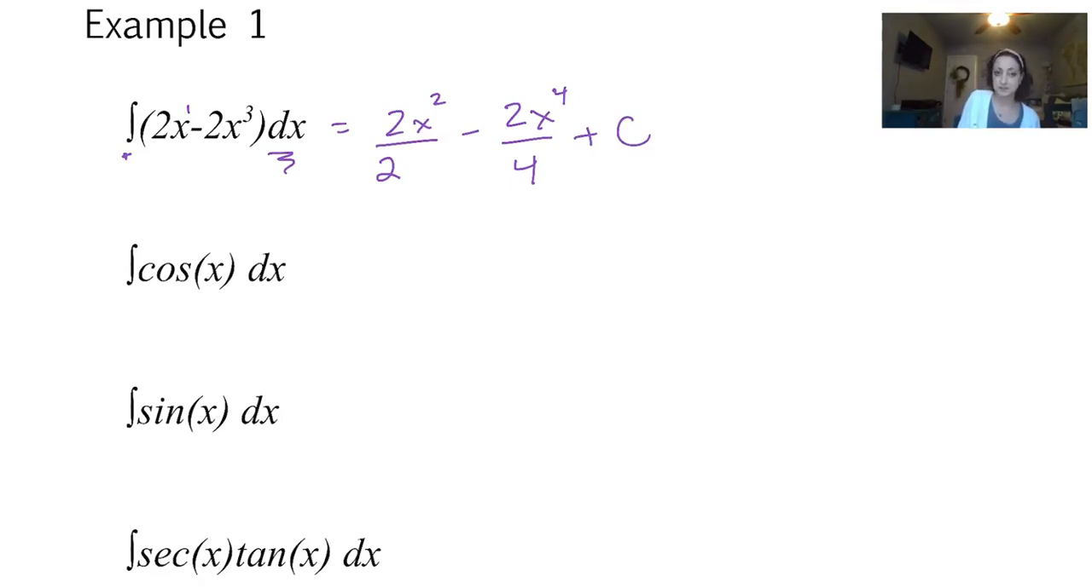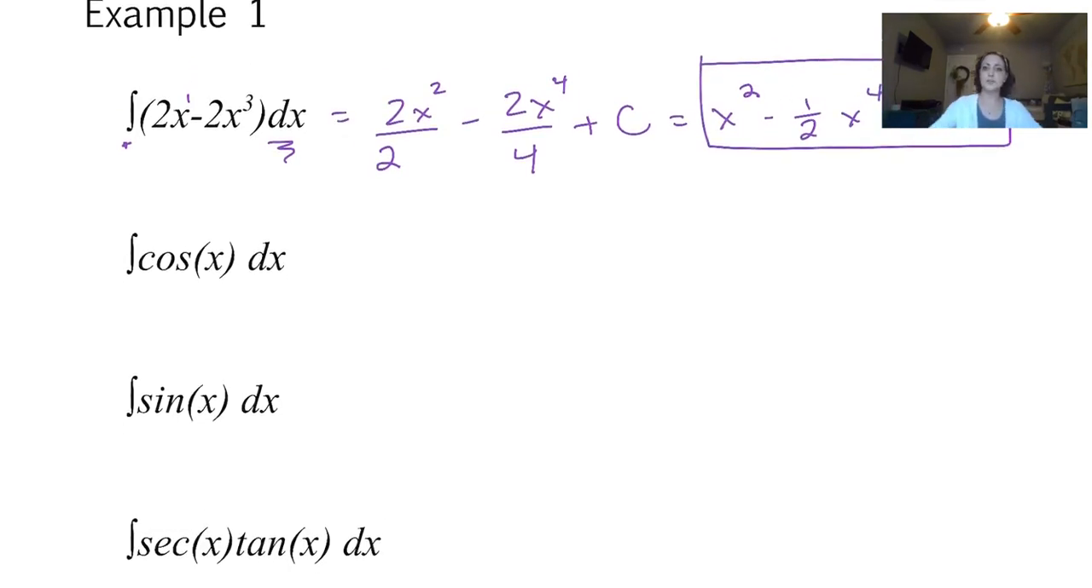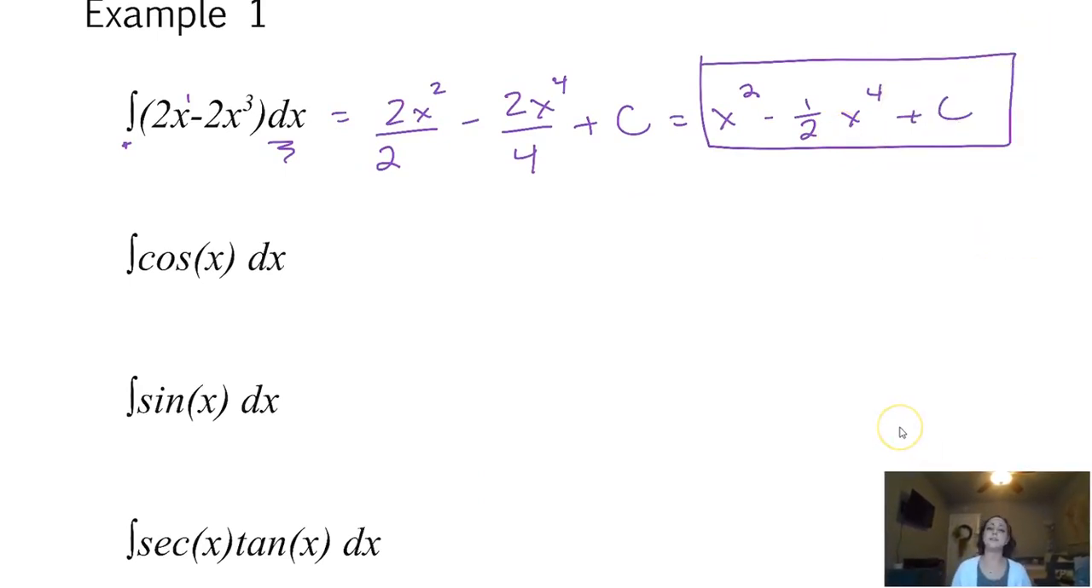So that's my antiderivative. Let's just clean it up again. 2 divided by 2 is 1, so those go away, and then 2 divided by 4 reduces to 1/2. So that is my answer. Again, notice that my integral symbol, my dx are gone, okay? Because those are the commands to take the antiderivatives. Once you've taken the antiderivatives, you have completed the command, so those symbols should no longer be in your final answer, okay?